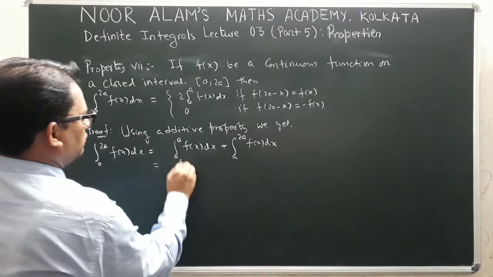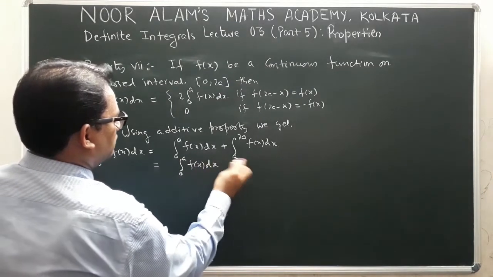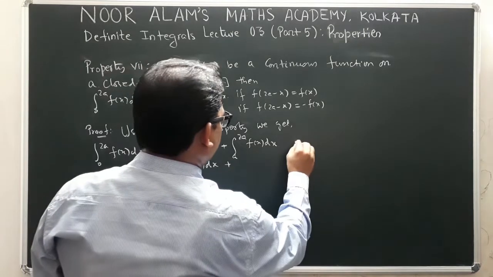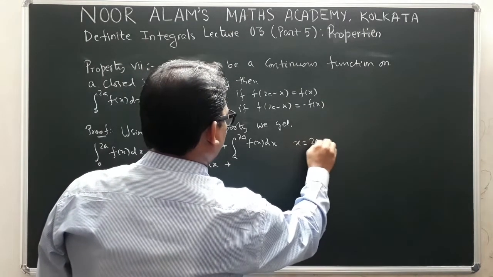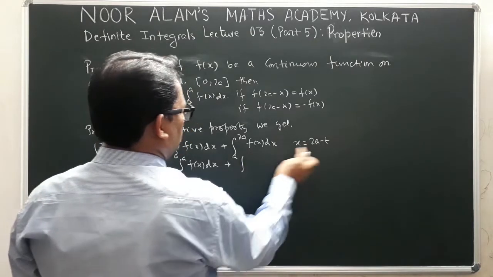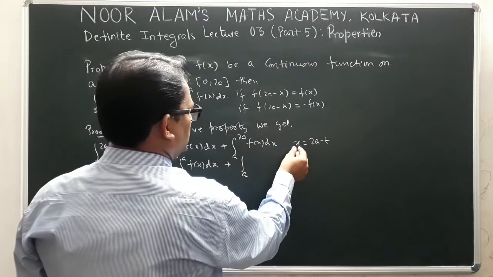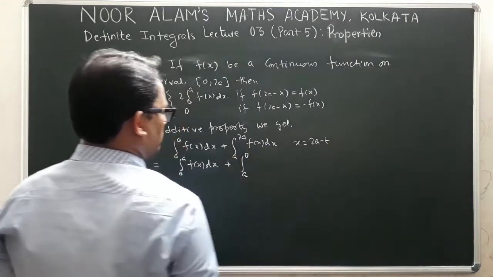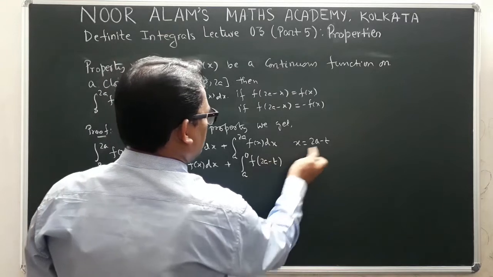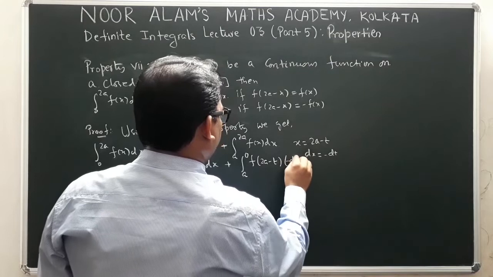So now the first integral is the same, 0 to a of f(x) dx, and in the second integral I do the substitution x is equal to 2a minus t. When x is equal to a, t is equal to a. When x is equal to 2a, we get the value of t as 0. Now f(x) is replaced by f(2a minus t), and dx becomes minus dt.